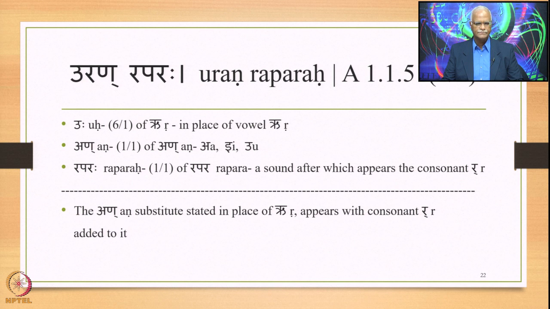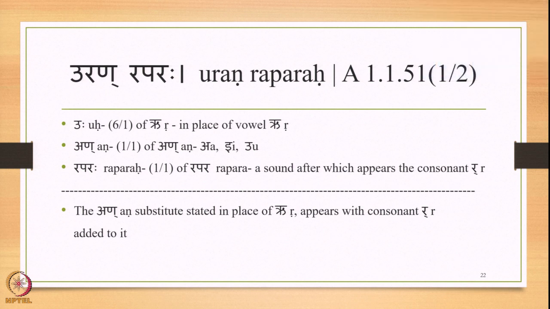Here the pratyahara an is formed by na coming at the end of the first sutra. So an stands for a, e and u. Raparaha is 1/1 of rapara, which means a sound after which appears the consonant r. So now the meaning of this particular sutra is the an substitute stated in place of ru appears with consonant r added to it. I repeat, the an substitute stated in place of ru appears with consonant r added to it.